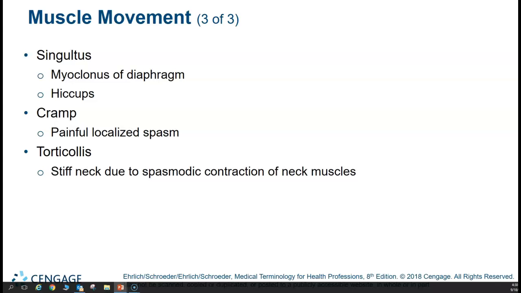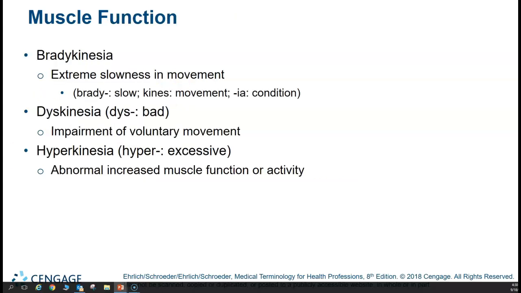Torticollis is actually a stiff neck. That's the medical term for a stiff neck. It happens when we fall asleep in a funny position and we wake up, and that is extremely painful. Bradykinesia, again, is slow movement. Dyskinesia is impaired movement. And hyperkinesia is an increase in muscle function or activity.